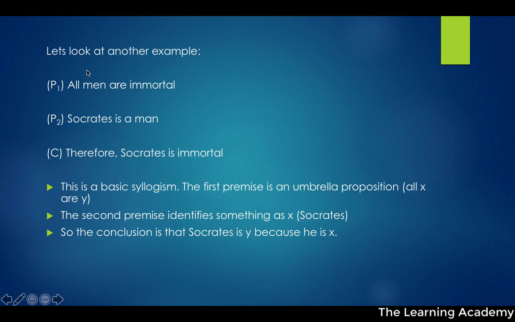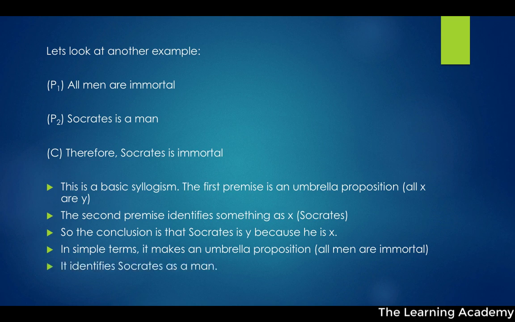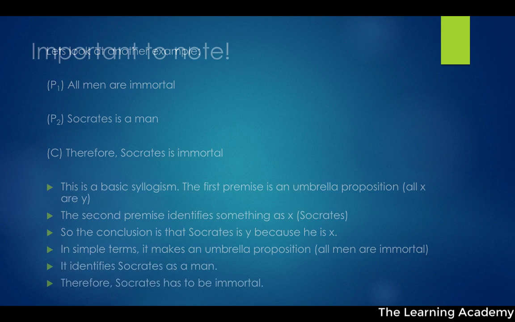We have an umbrella term, all something are something else, all men are immortal. We have a second premise, which is identifying a particular entity as being a man, and then therefore we can conclude that Socrates is immortal. That's what a syllogism is. Now, this is still a valid argument. Okay, so there we go.